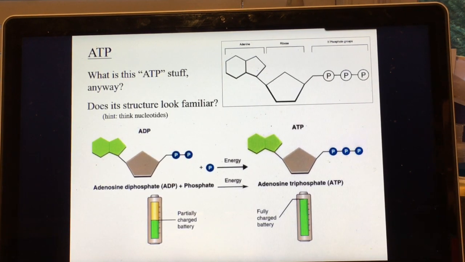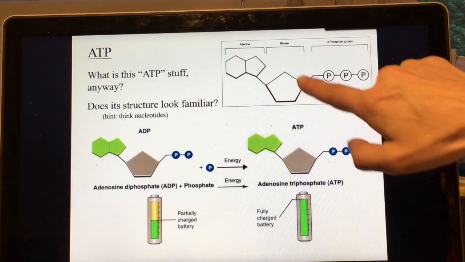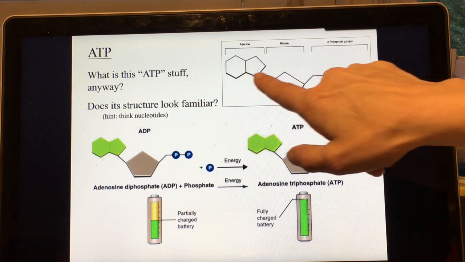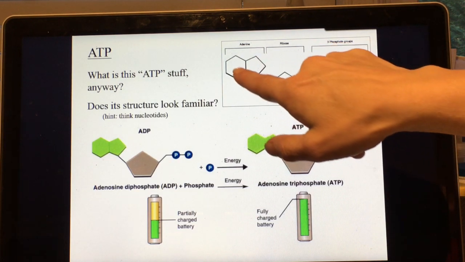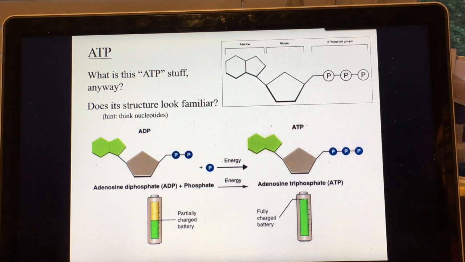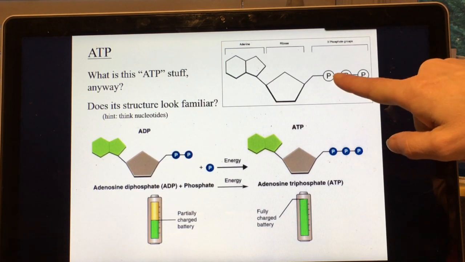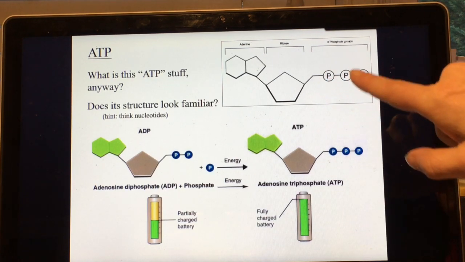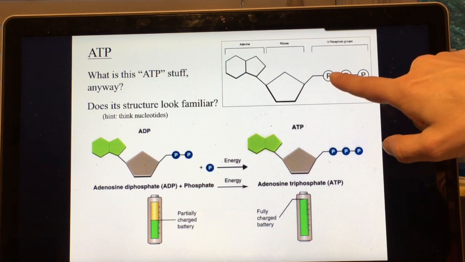So we've been talking about ATP a lot this year, but now I'm going to show you a little bit more about the structure. If you look at an ATP molecule, it has a 5-carbon sugar called ribose. We should be familiar with that because it is a sugar found in RNA. It has a nitrogen base adenine, which we should also be familiar with from both DNA and RNA. And instead of one phosphate, it actually has 3 phosphate groups, which is why it's called adenosine triphosphate, because 1, 2, 3 phosphates.